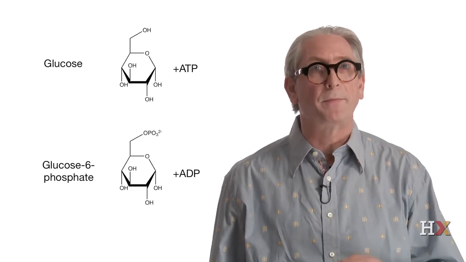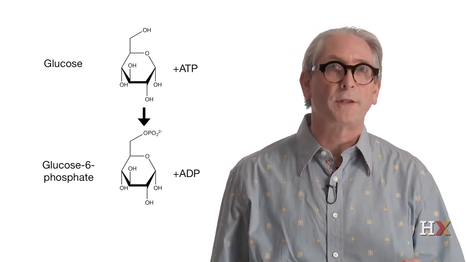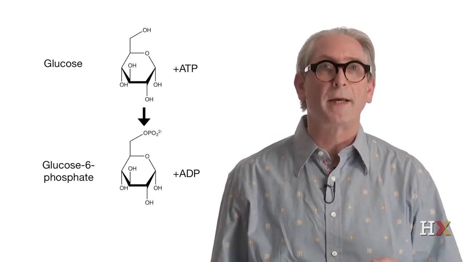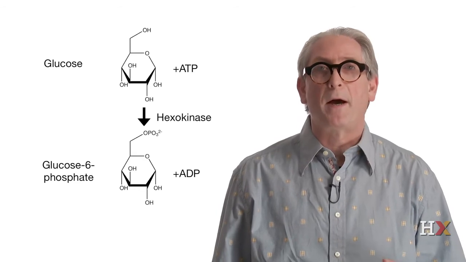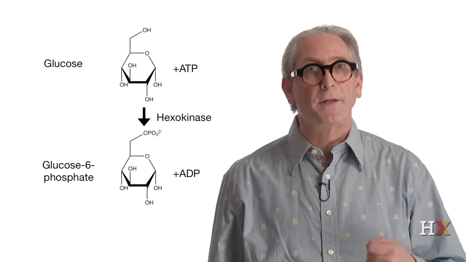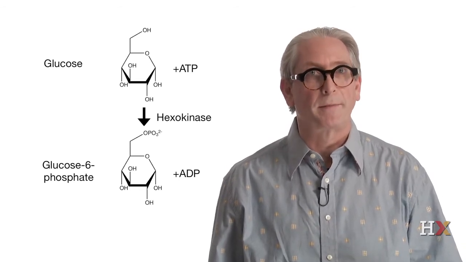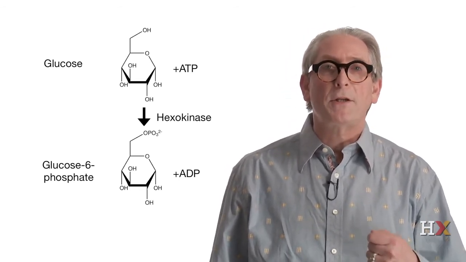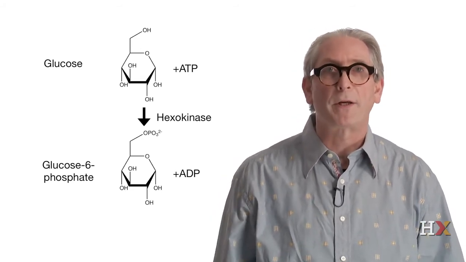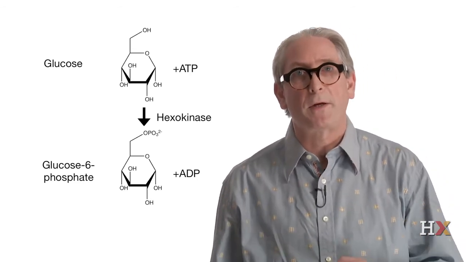If we take an example of a reaction, for example, the first step of glycolysis, where glucose reacts with ATP to form glucose 6-phosphate and ADP, this reaction is catalyzed by an enzyme called hexokinase. Based on the change of free energy, which is minus 16.7 kJ per mole, this reaction is known to be spontaneous.